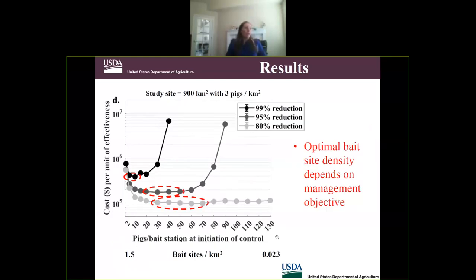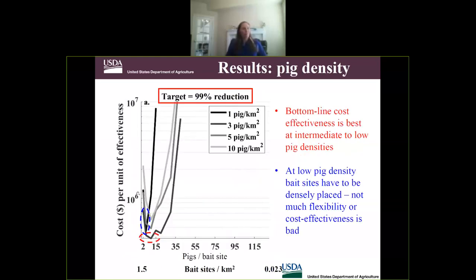Now, same x-axis here, but now we're looking at the cost per unit of effectiveness for these 3 different objectives you might have. And what we can see is that the optimal bait site density heavily depends on the reduction objective you're shooting for. So you can use a much less dense bait site design and be more cost effective if you're shooting for an 80% reduction versus if you're shooting for a 99% reduction. Then you have to use a super densely placed bait site design.